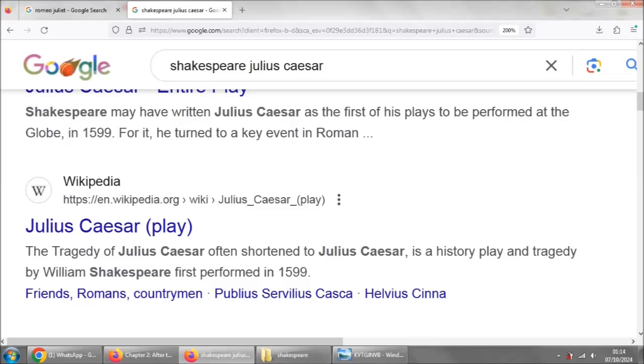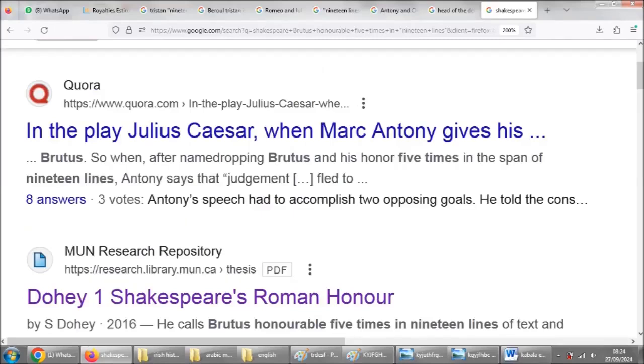In the play Julius Caesar, when Mark Antony gives his speech about Brutus, after name dropping Brutus and his honour 5 times in the span of 19 lines, Antony says that judgment. This is one of the major scenes where his honor is mentioned basically 5 times in the space of 19 lines, and many people have noticed this.